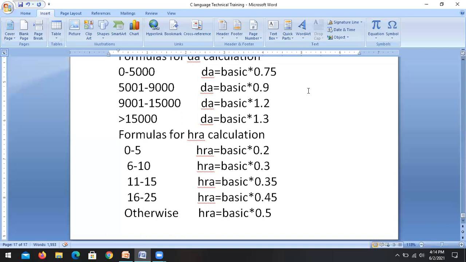So how to write the program? I will go to the C language editor and write the program also. I will show some programs and give some more examples. You can practice those examples in your code. I will write this program, and after writing it, I will give one problem statement to you.